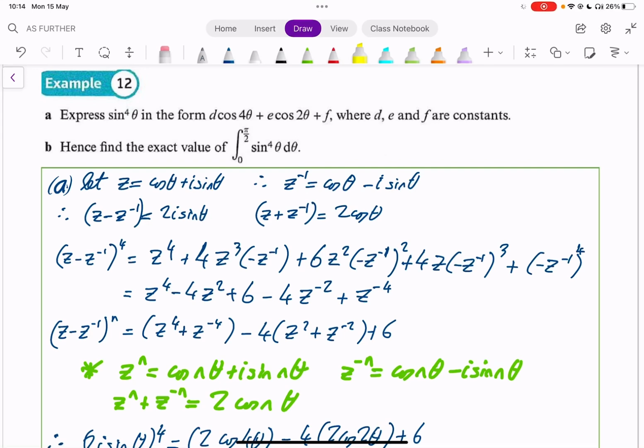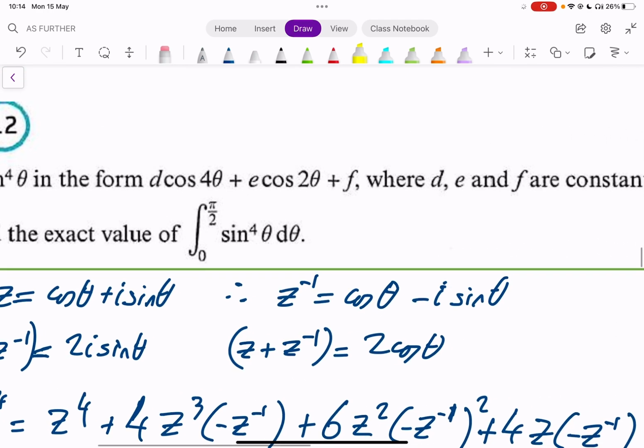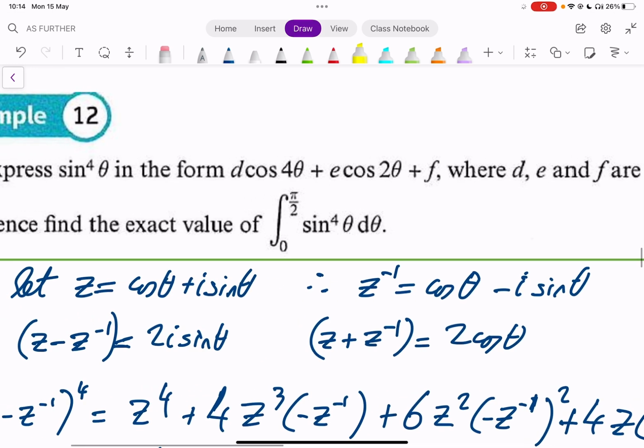In this video we're going to look at how we can use De Moivre's theorem for complex numbers to integrate powers of sine and cos. In this one we're actually going to be integrating powers of sine, but it could easily be manipulated, as you will see. The question says: express sine to the power of 4 theta in the form d cos 4 theta plus e cos 2 theta plus f, where d, e and f are constants.